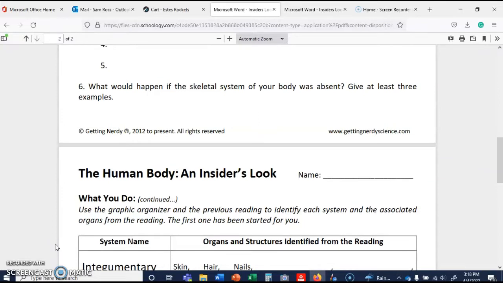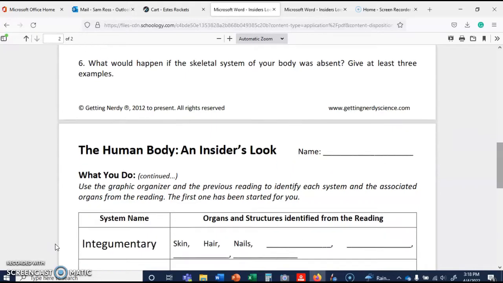Number 6 says, what would happen if the skeletal system of your body was absent? Give at least 3 examples. So tell me 3 things that would happen if all of a sudden you had no bones at all.